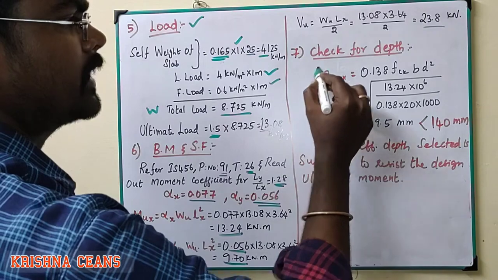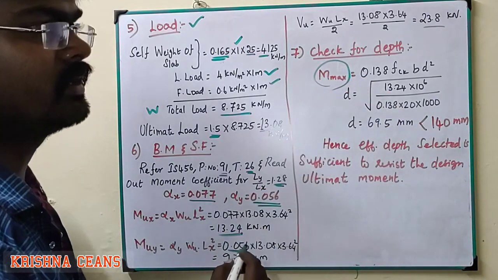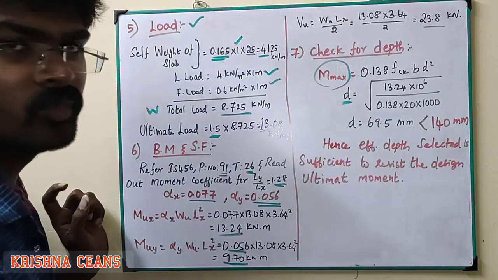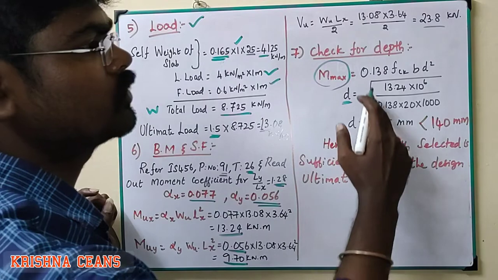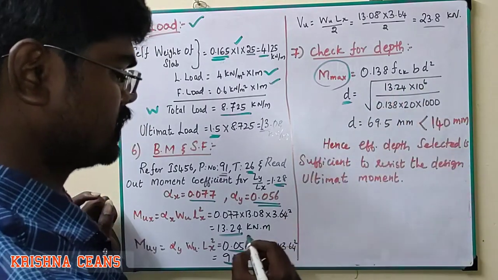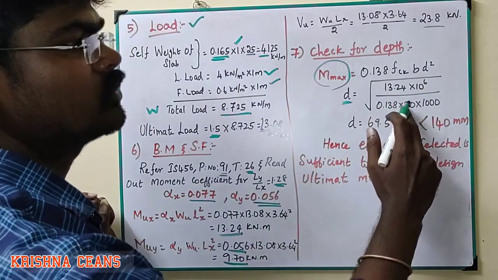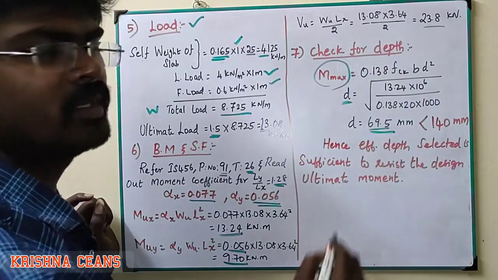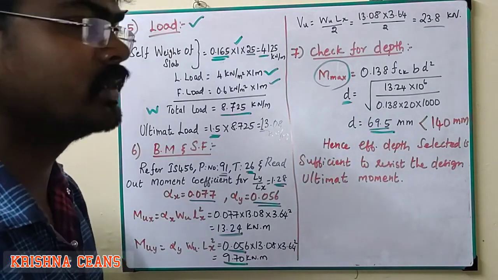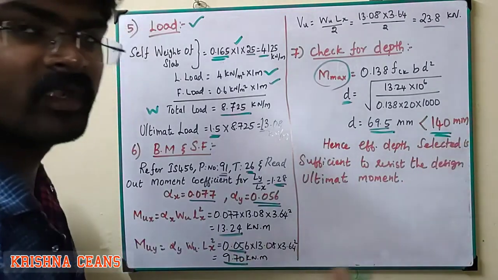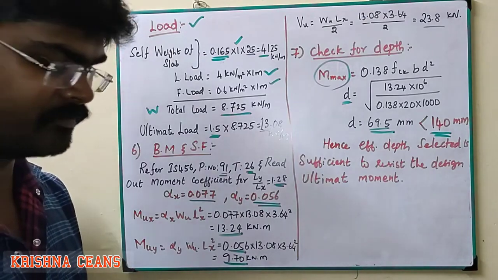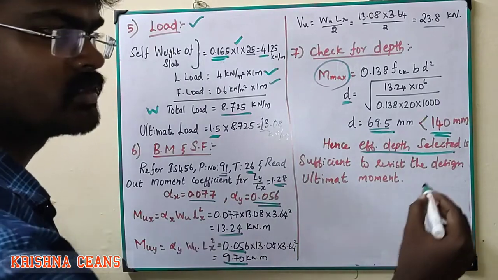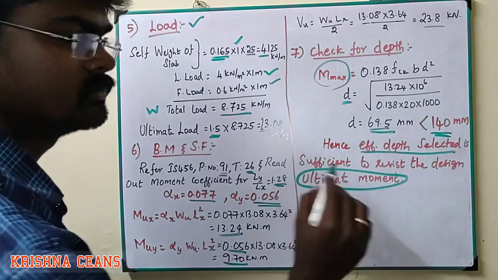So we need to take the maximum moment 13.24 only. We need to consider 0.138 fck b d square, so we need to find the d. So d is the square root of 13.24 into 10 to the power of 6 divided by 0.138 into 20 into b, here b is 1000 mm. So 69.5 mm is enough for the effective depth, but we provided 140 mm, so almost double. Hence the effective depth we provided is sufficient to resist the ultimate moment.